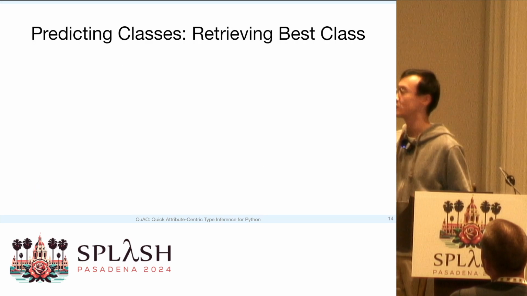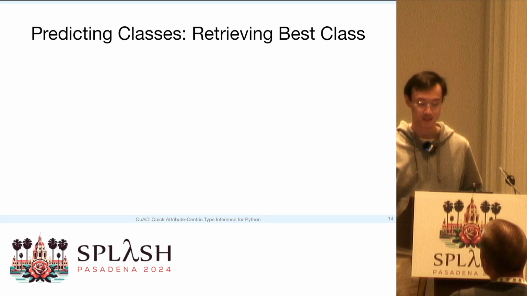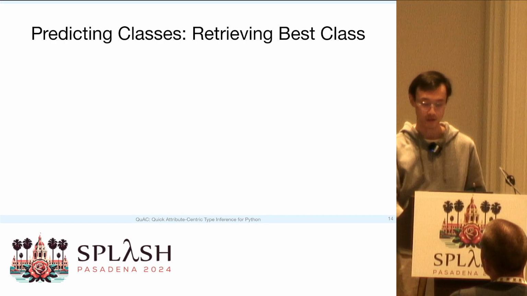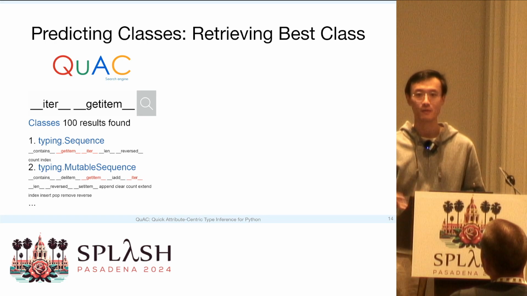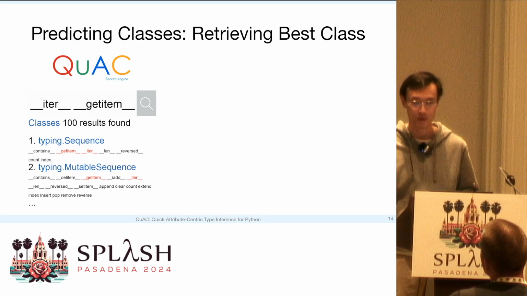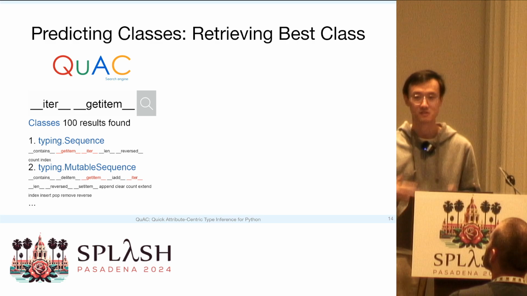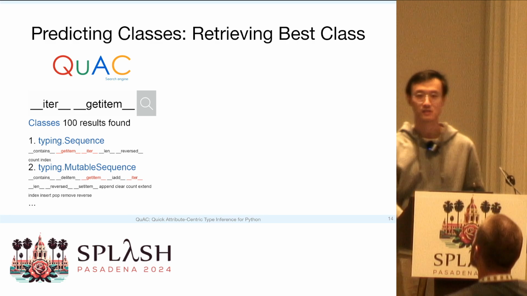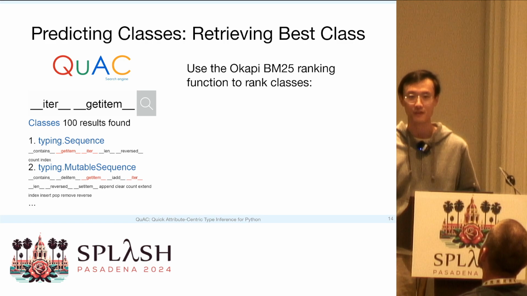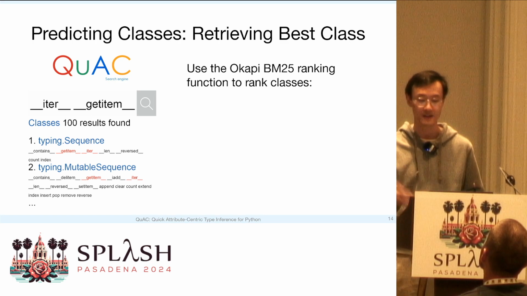Then, given an attribute set, QuAC must select the best class that provides those attributes. For example, in the example that we've showcased before, many classes such as typing.Sequence, typing.MutableSequence, as well as the built-in list, all provide the attributes __iter__ and __getitem__. To rank these candidate classes, QuAC uses information retrieval techniques similar to what a search engine does. Specifically, it uses the BM25 ranking function, a standard information retrieval heuristic, to rank candidate classes.